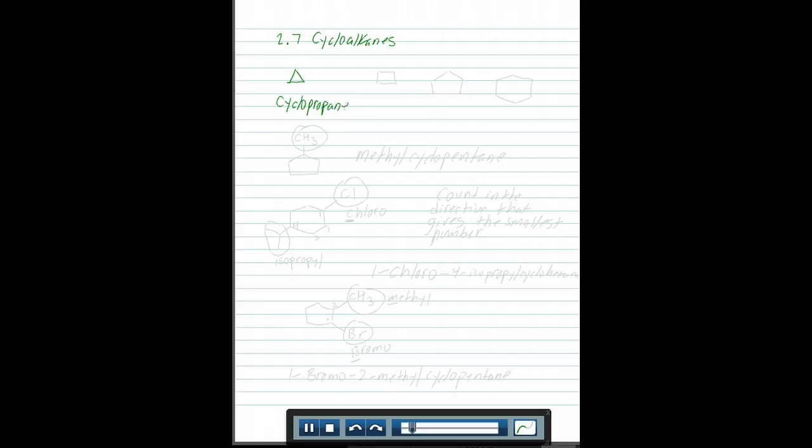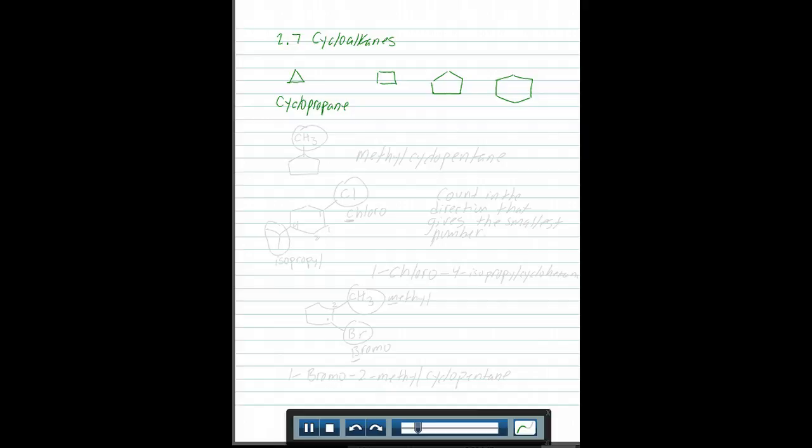Okay? Naming it, very simple. It's an alkane. It's 3 carbons, so it's a propane, and it's in a cyclical form. Cyclopropane. Not too tough on that one. 4 carbon, cyclobutane, cyclopentane, cyclohexane, cycloheptane, cyclooctane, cyclononane, so forth and so on. Very simple. Okay, these are going to be our parent compounds.